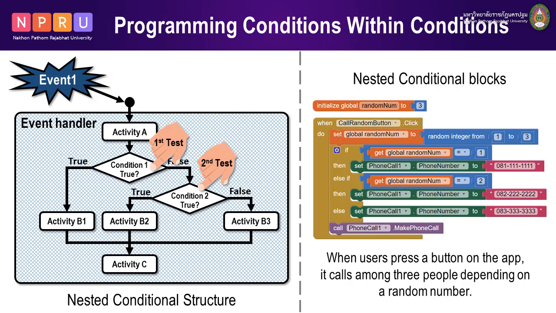We can add as many else-if branches as we like. We can also nest conditionals within conditionals. When conditional tests are placed within branches of another conditional test, we say they are nested. We can nest conditionals and other control constructs, such as for each loops, to arbitrary levels in order to add complexity to our app. Let's move to the next section, programming complex conditions.